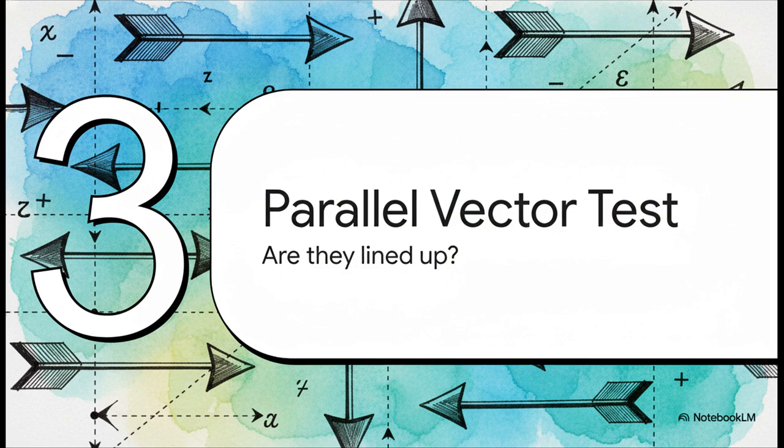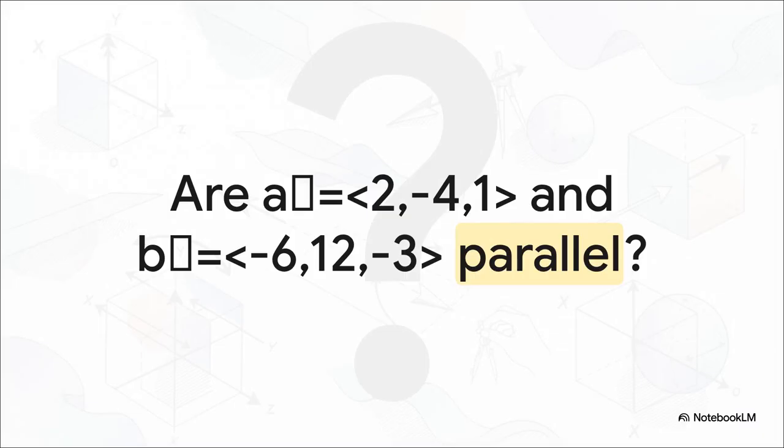All right, let's shift gears to our next concept. We can actually use what we just learned about scalar multiplication to answer a really important geometric question. Are two vectors parallel? Which just means, are they pointing in the exact same direction or the exact opposite direction? Let's put it to the test with these two vectors here, a and b. Just by looking at the numbers, it's not super obvious if they line up, right? But luckily, we have a very simple algebraic test we can run to find out for sure.